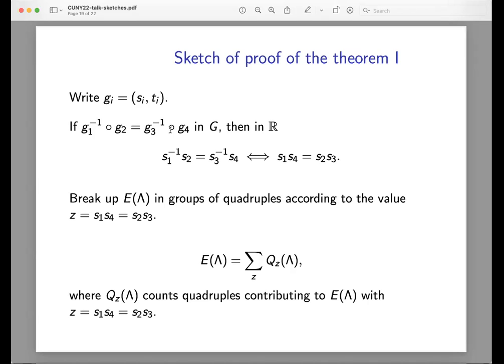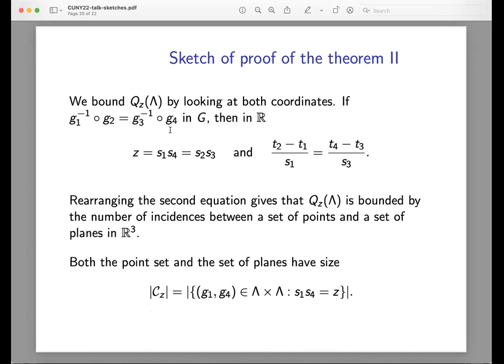So now I just have to calculate QZ, and this is again where you have to trust me. You go into the matrices, you do calculations and all that, and somehow what pops out after some steps is incidence geometry, a lot like the Elekes style. So what's going on in this situation is that you end up counting the number of incidences between a set of points and a set of planes.